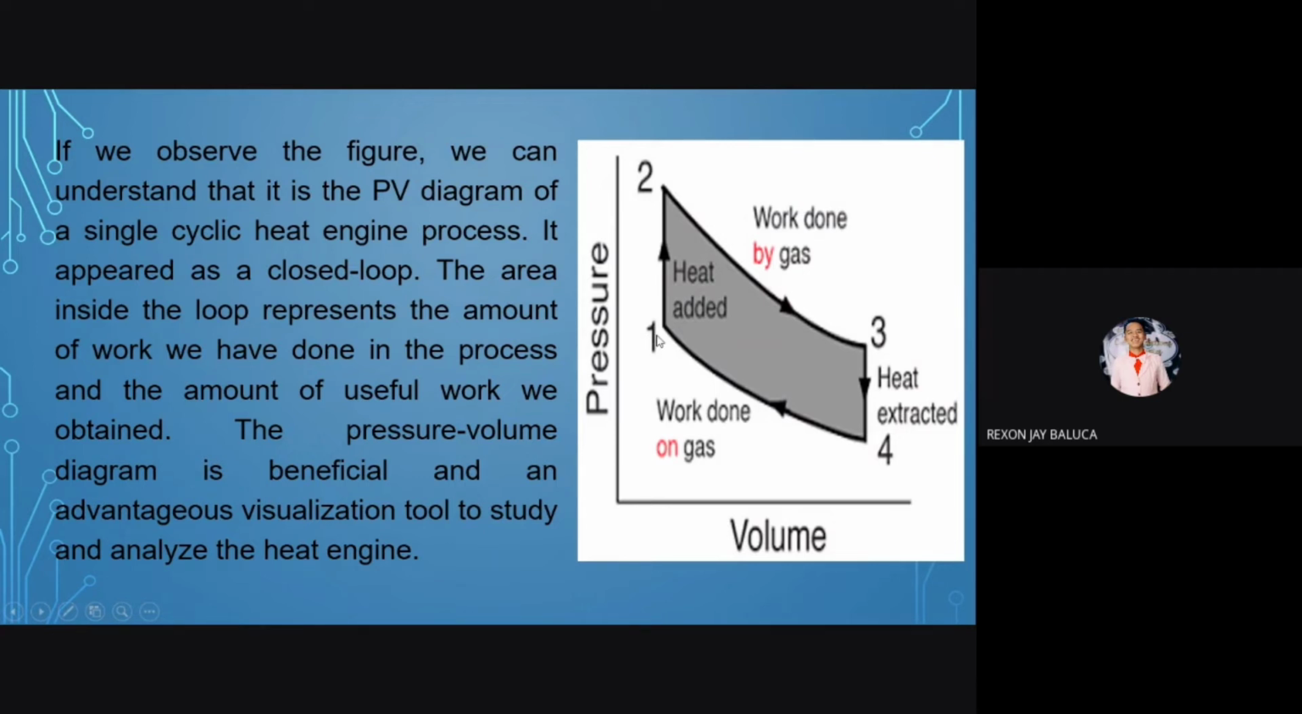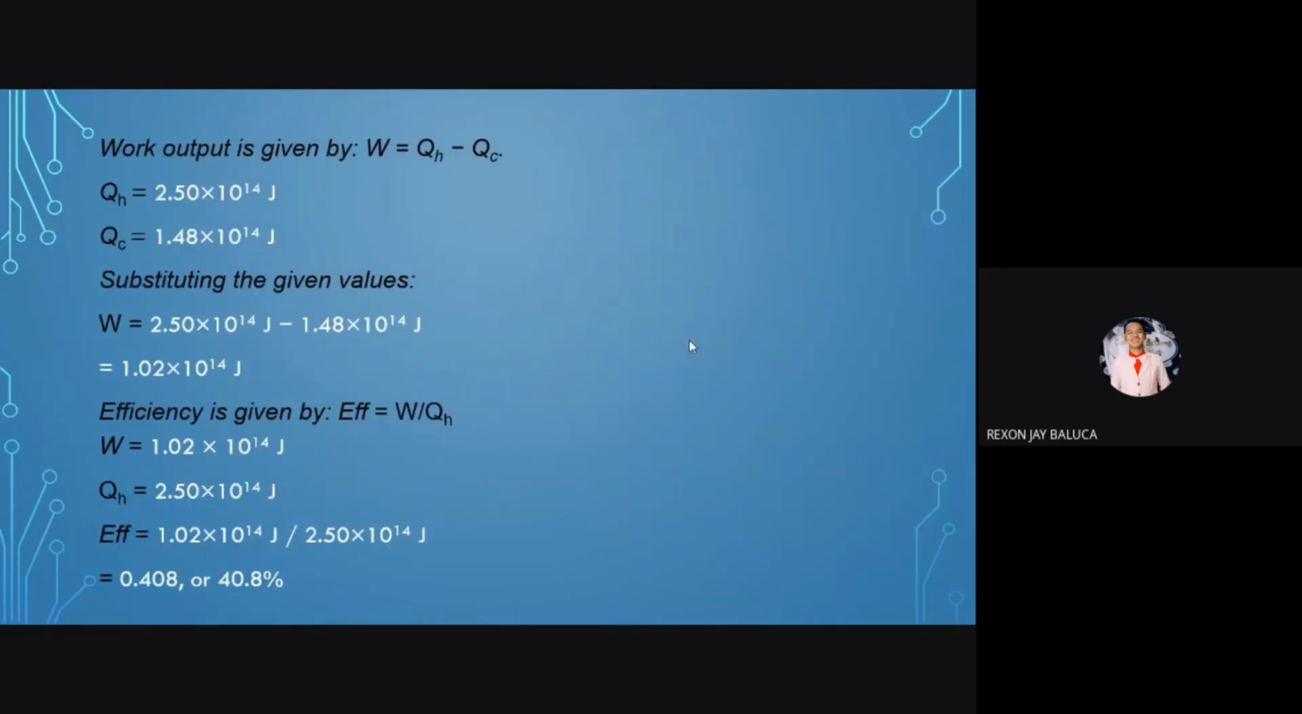So, what we see here is the heat added. Then the work done by the gas. The volume then reduces, and then the heat is extracted, and the pressure goes back. So, it's a cyclic process.